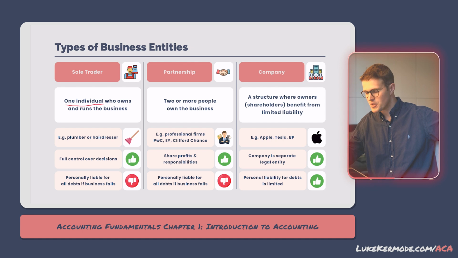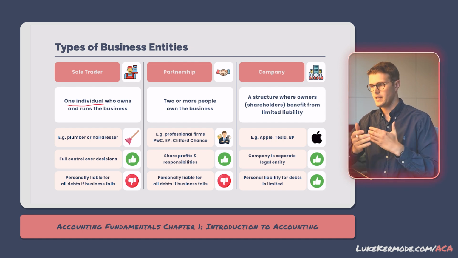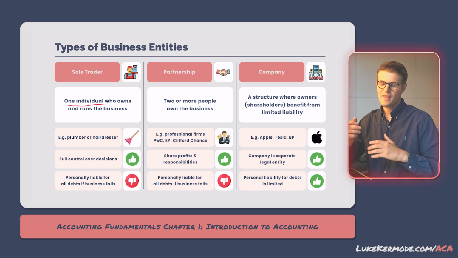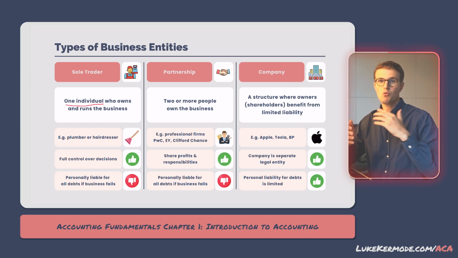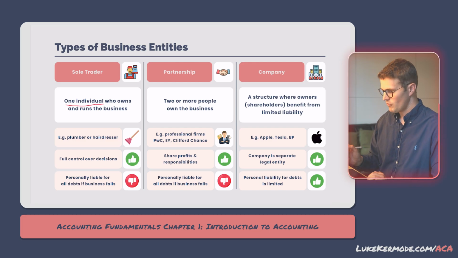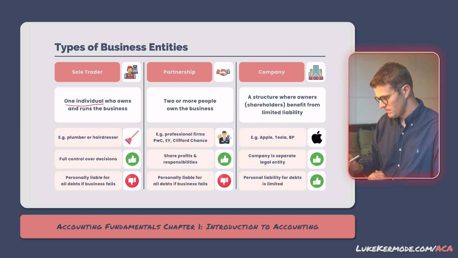if it fails. Common types of sole trader businesses include shopkeepers, plumbers, hairdressers, and the key point to remember is that sole traders face unlimited liability. This means that if the business runs into trouble, the owner could lose their personal assets, like their home.